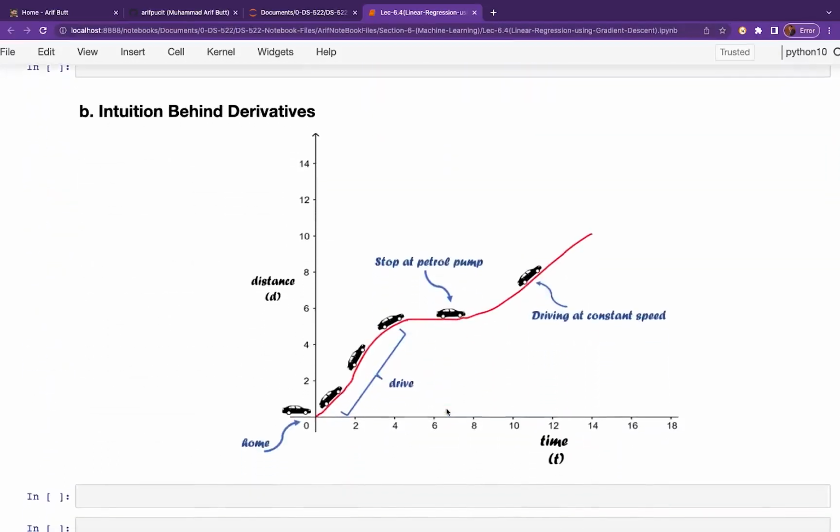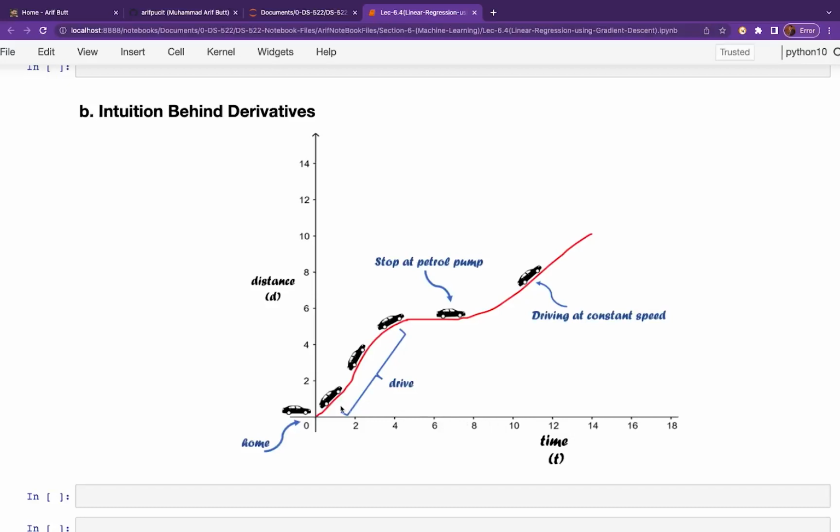My dear friends, before we discuss as to how we can calculate derivatives of functions, let me start by giving you an intuition behind derivatives. Consider this graphical representation of a hypothetical function shown by this curvy red line plotted between two quantities, distance and time. Well, the distance is the dependent variable plotted along the y-axis, while time is the independent variable plotted along the x-axis.